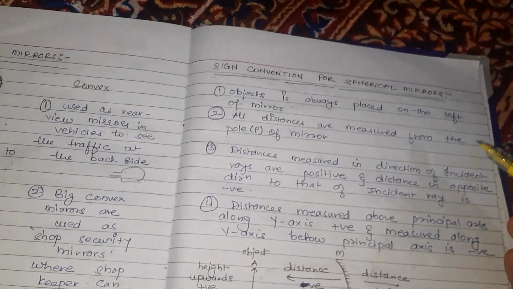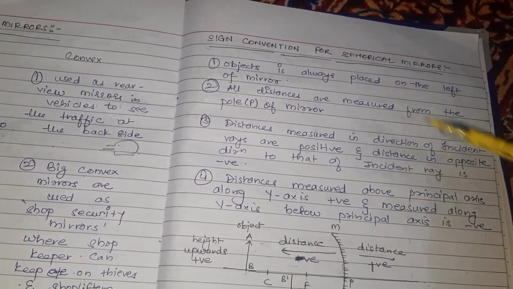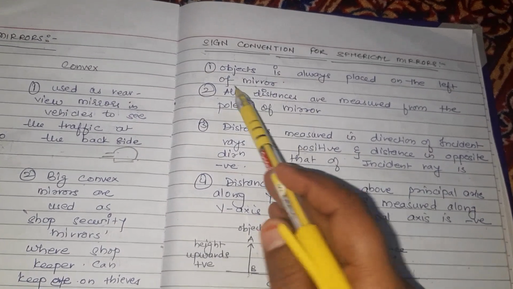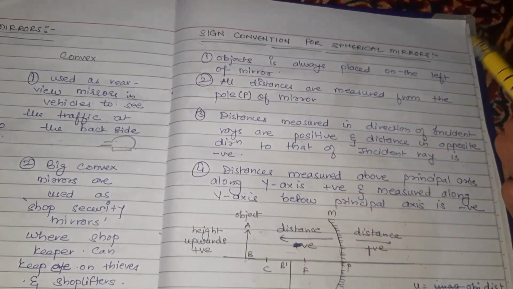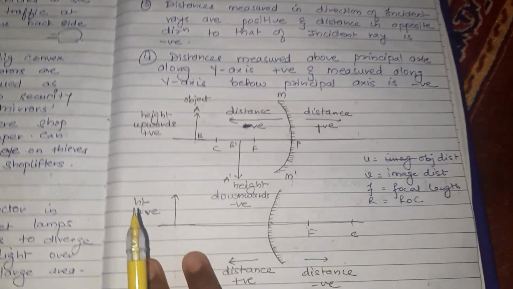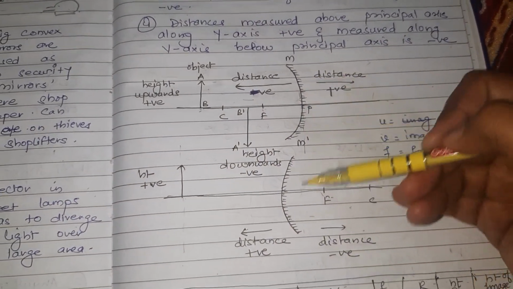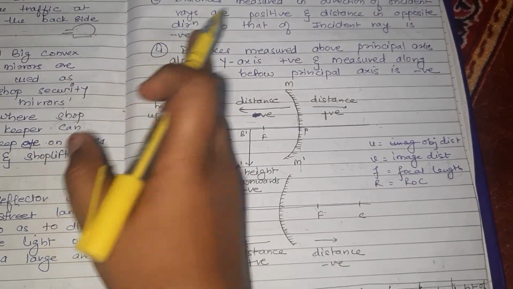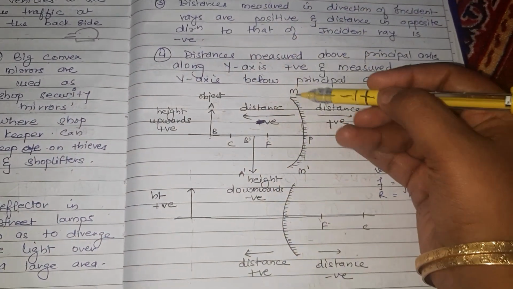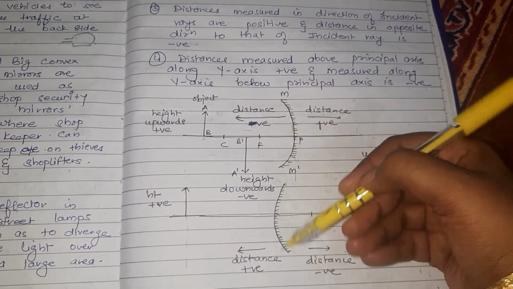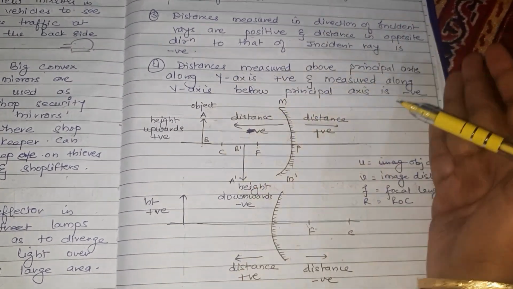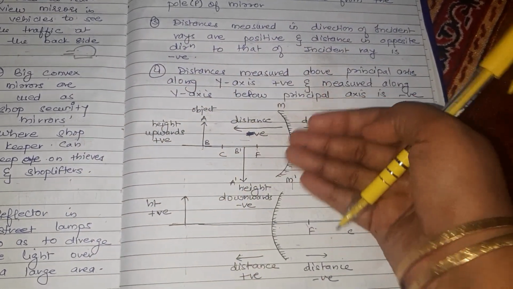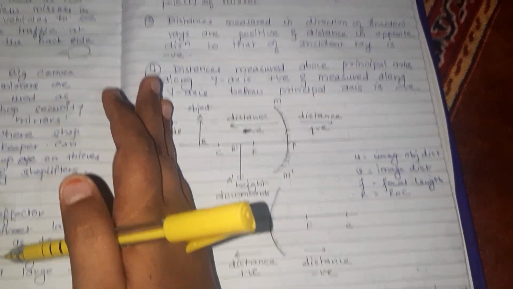So there are various conventions, or various rules, given under the topic sign convention. First, the object is always placed on the left side of the mirror. It means that if you have a mirror, whether it is a concave mirror or convex mirror, the object is always placed on the left side. If we take an imaginary line passing through the center of the mirror, then this side is considered the right side and this side is considered the left side. So whatever type of mirror it is, the object is always placed on the left side.